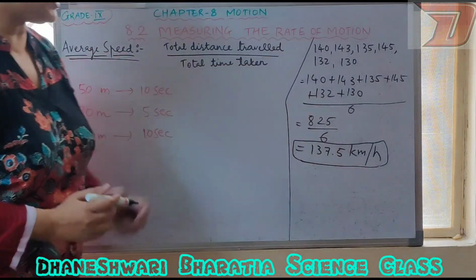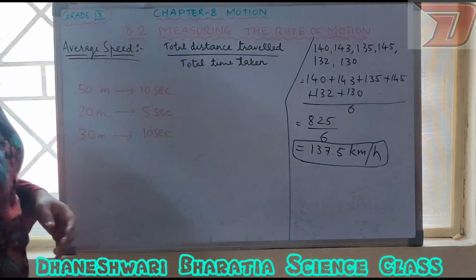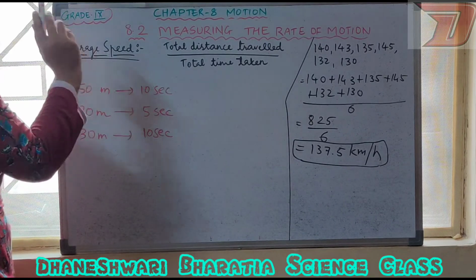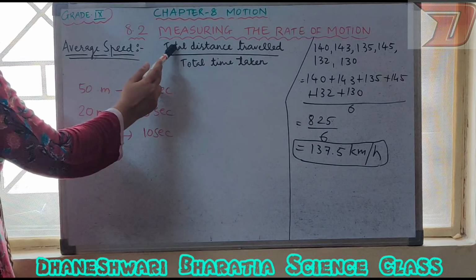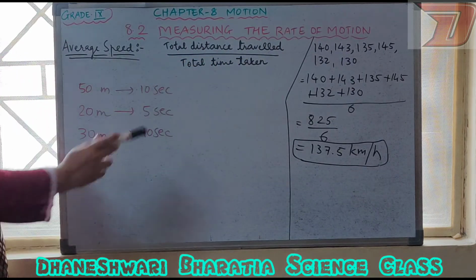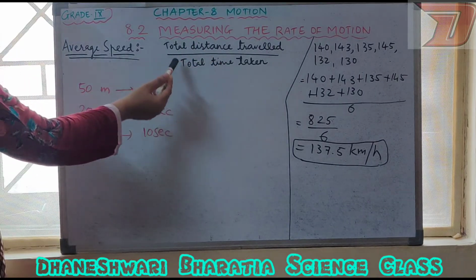How to find the average speed? In maths we have learnt about this thing, isn't it? Now in case of physics, how to find the average speed? So average speed is found, we have to do the addition of the distance travelled by the object upon the total time taken. Let me elaborate this.